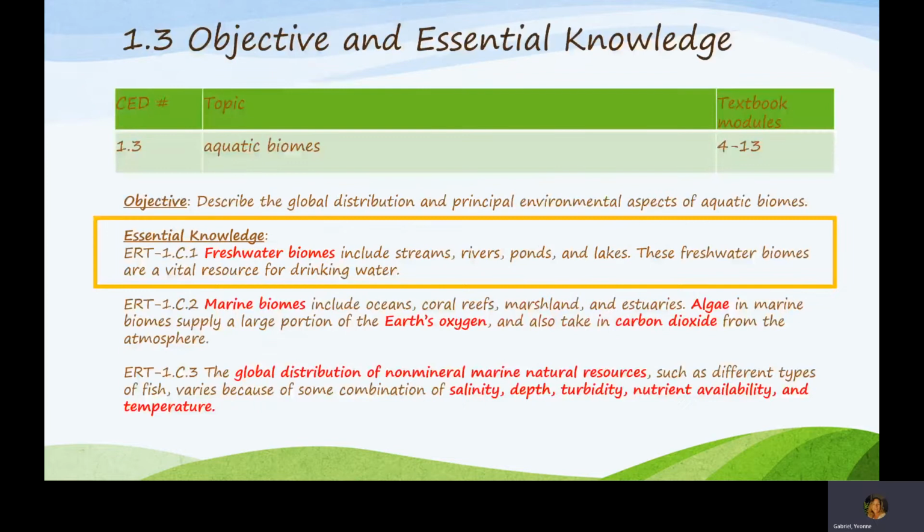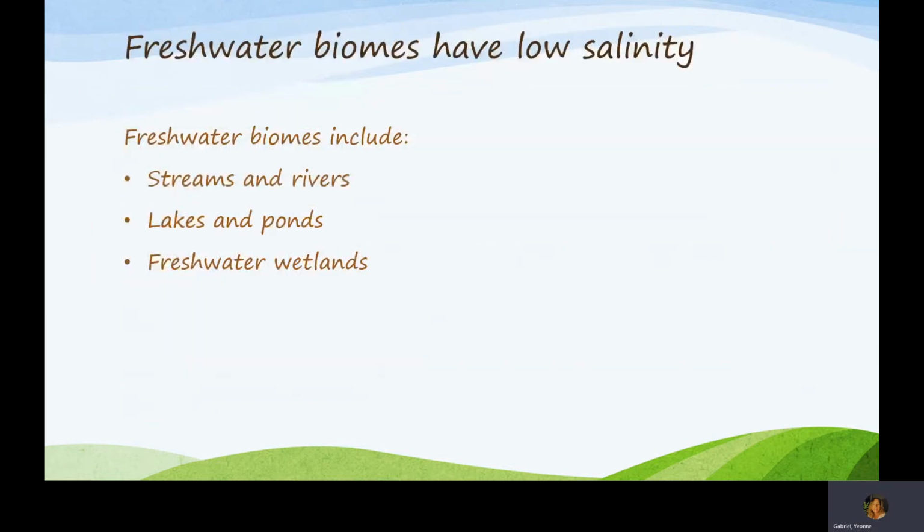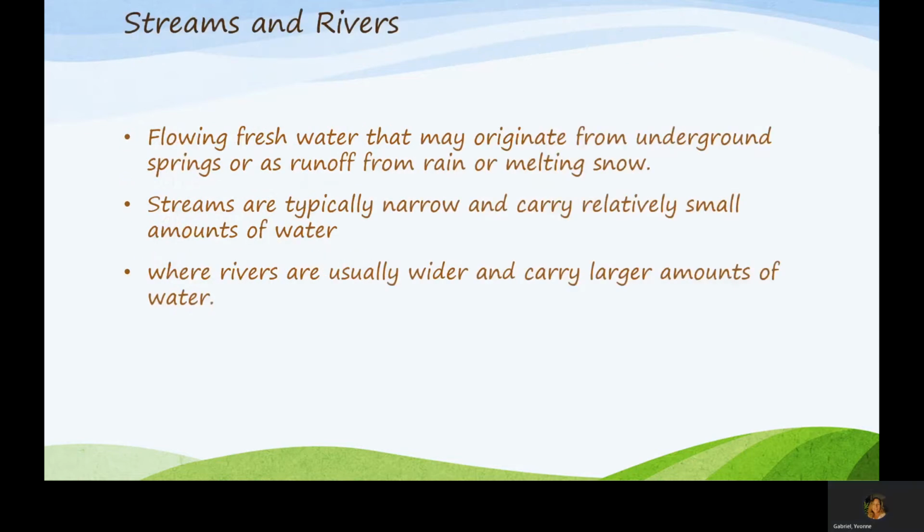Makes us feel good. So this is topic 1.3 for the College Board AP curriculum, and there are 3 essential knowledge points. The first one is in the box that we're going to go over, which are the freshwater biomes, and then we have marine biomes, and then a little more about the distribution of water on planet Earth. So let's start with the freshwater biomes. These include streams, rivers, lakes, ponds, and freshwater wetlands. These are freshwater, so they have very low salinity.